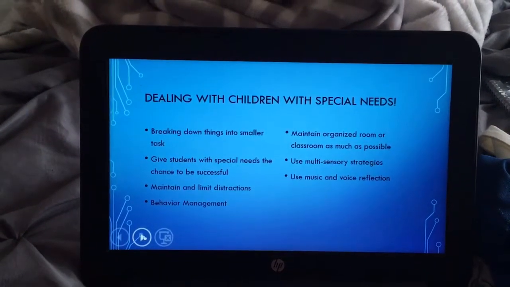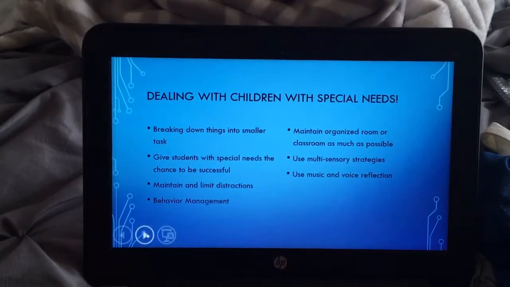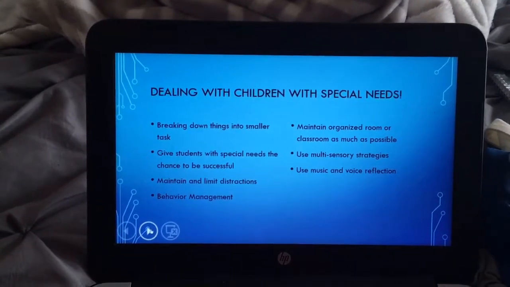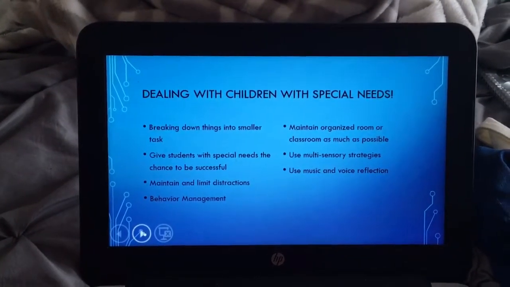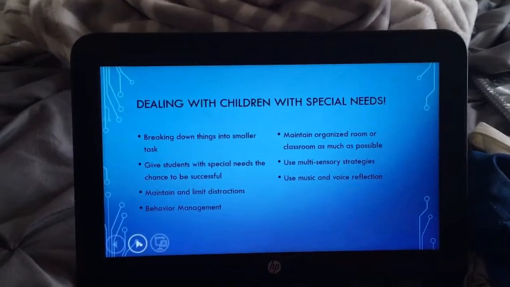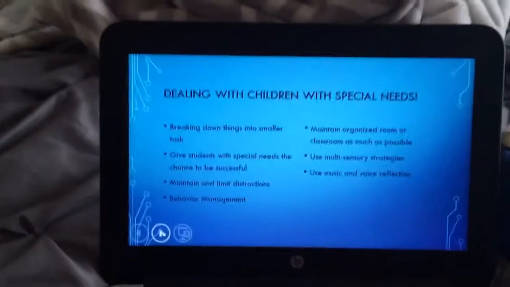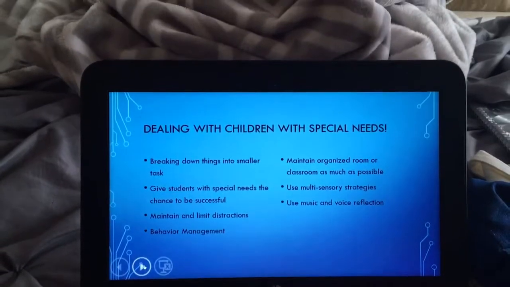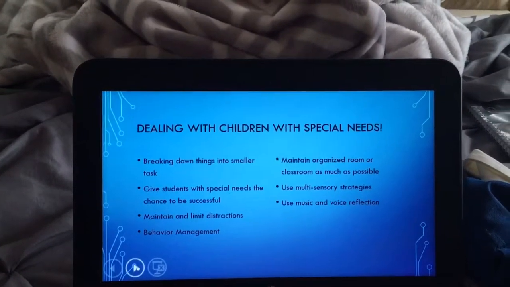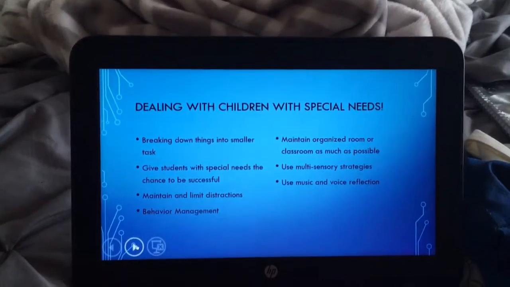Maintaining limits distractions. Example, using labels for everything. Creating a checklist. Seating a child where there is less distractions. Behavior management. Keeping your child on task. Create leadership. Identify causes of behavior. It could be the lack of interest or just they physically don't understand.